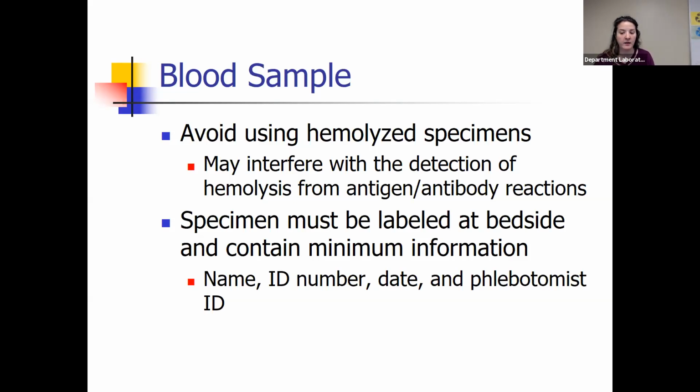Specimen ID, again, must contain patient name, identification number, date, and the phlebotomist ID. I can't stress how many times you will receive a sample and the phlebotomist did not sign it, all right? They have to initial and date it, put their full signature on there somewhere, right? Patient identification, very important in blood bank.